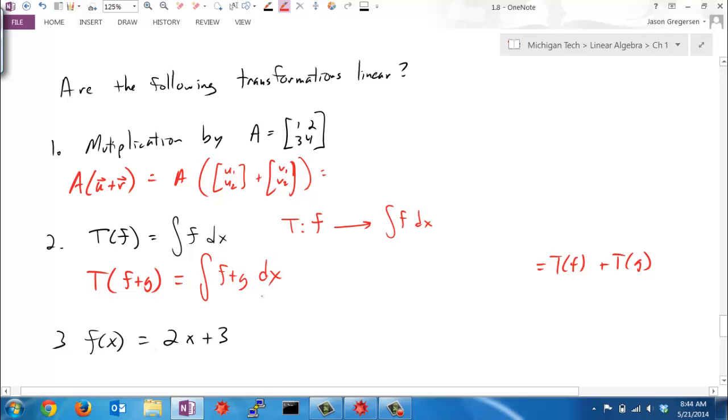Okay. Now where am I trying to get to? I'm trying to get to this side. That side just says, well, T of f is just the integral of f, and T of g is just the integral of g. I need to get from here to here. How do I do that?